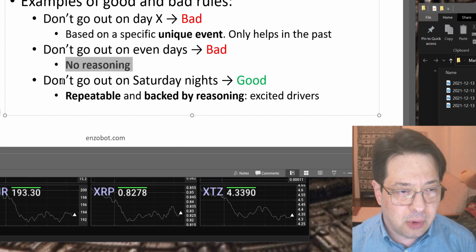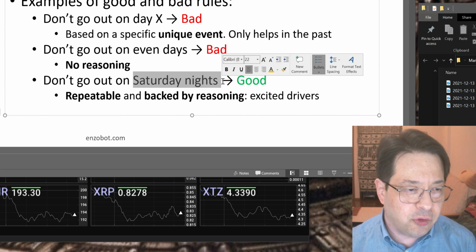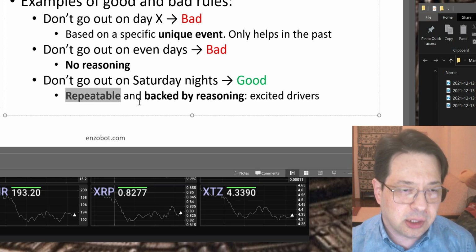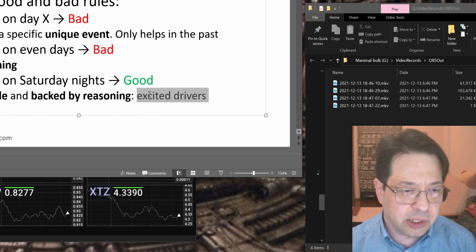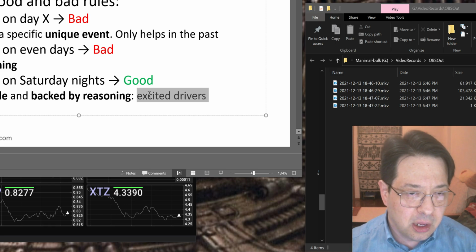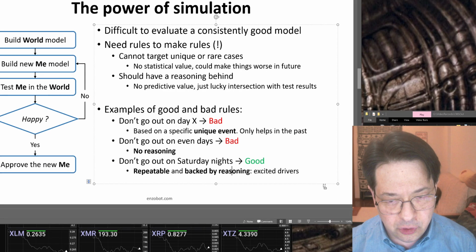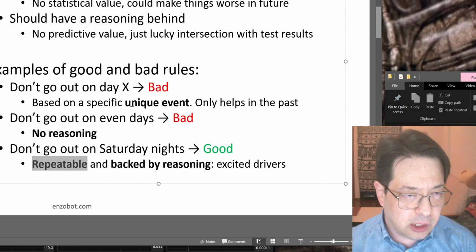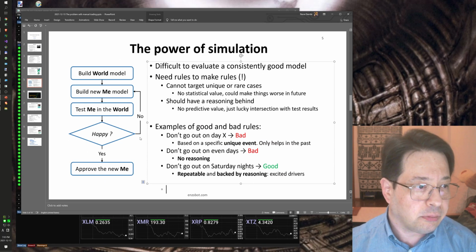How about don't go out on Saturday nights? This is repeatable because it happens every week, so it's not just once. You can test how often it happens, and then it's backed by reasoning because you know that there are more excited drivers on Saturday night. And if this works, it's not guaranteed that it will predict the future, but there is good reasoning, and it's not just a once-off in the past, and it's better than nothing.